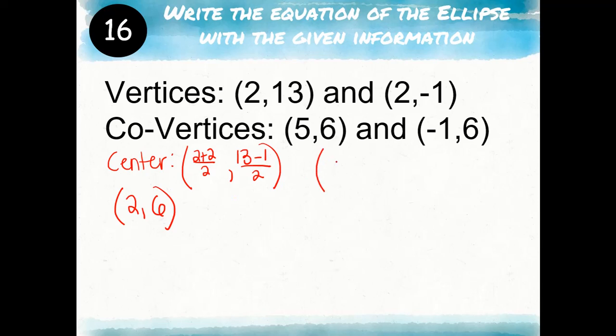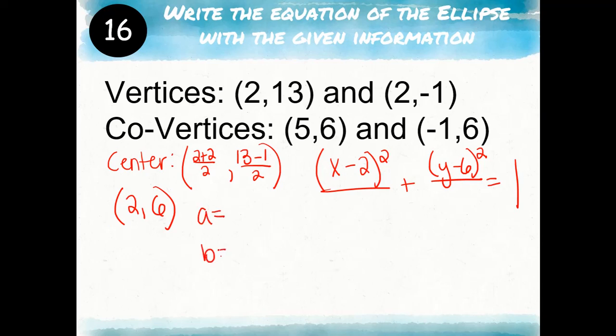So I'm going to start writing out my equation here. I've got (x - 2) squared over something, plus (y - 6) squared over something, equals 1. Now, let's find the A and let's find the B. I was given the vertices. Remember, A is center to vertex. So I need to figure out how far (2, 6), the center, is from (2, 13). 7, right? 7 units away from one another because 13 minus 6 gives us 7. So my A is 7.